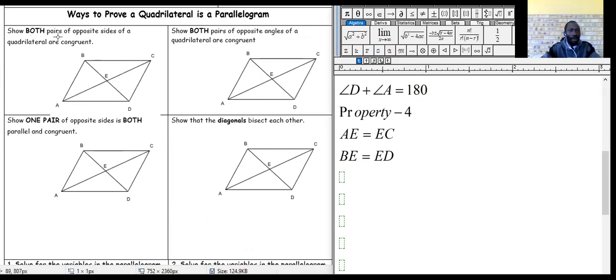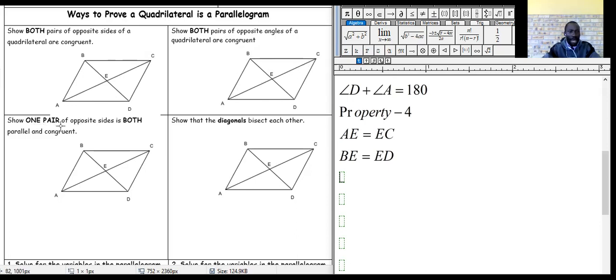Show both pairs of opposite sides of a quadrilateral congruent. Well, we are supposed to show the opposite sides. Opposite side is that BC here is opposite to AD, and AB is opposite to CD. Then for the second one, it's still the same thing. Show both pairs of opposite angles. This time they are talking of angles. So we have B opposite to D, A opposite to C.